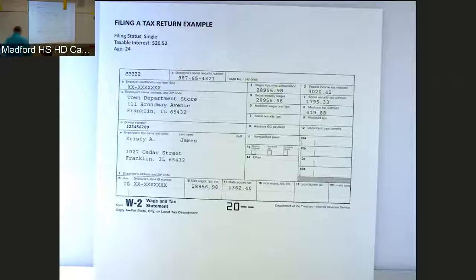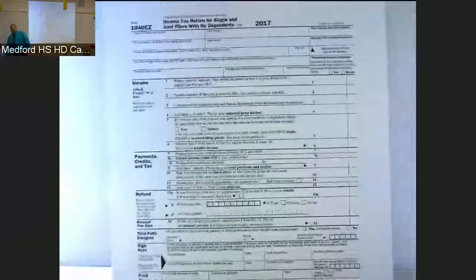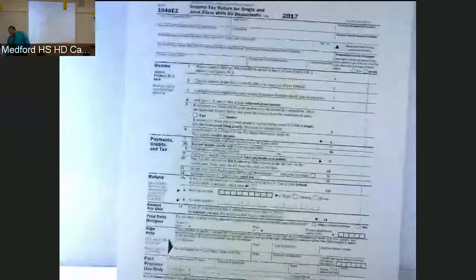Filling out a tax return. In filling out a tax return, we are always going to start with the federal form. The reason for that is, on the federal form, some of the information that is needed on the state form is already calculated.